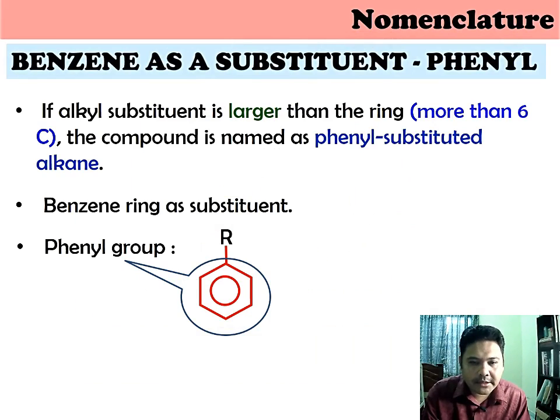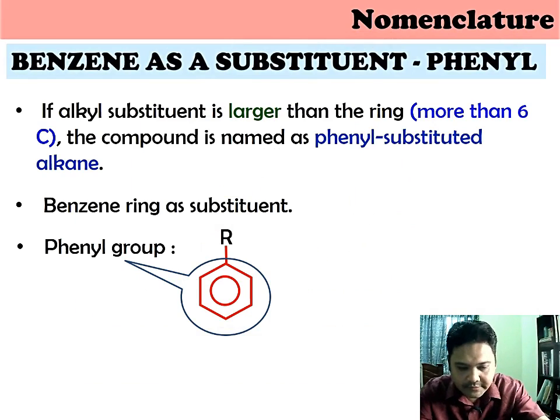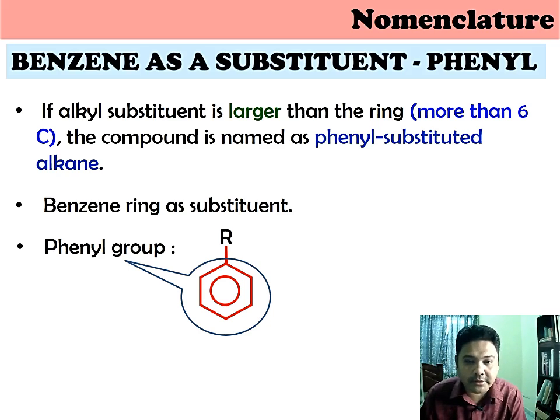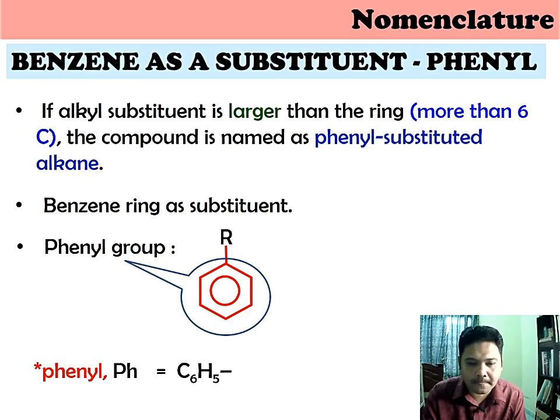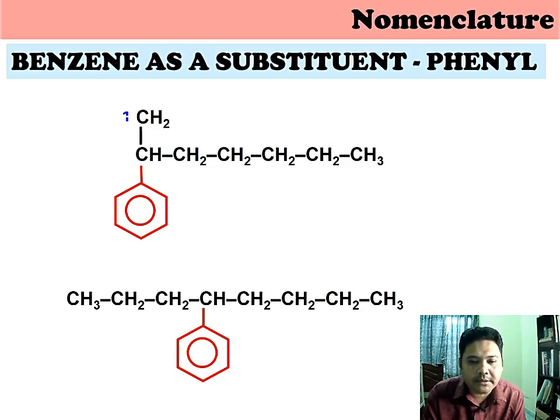And the last part is benzene. What we discussed before this is benzene as a parent name. This one is benzene as a substituent. So as a substituent, benzene we will name as a phenyl. Phenyl. For example, this one.